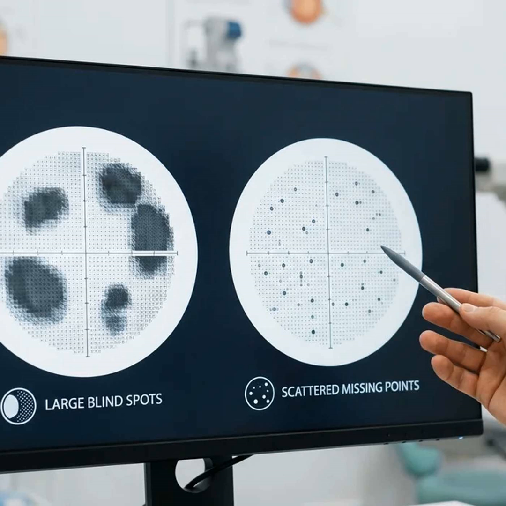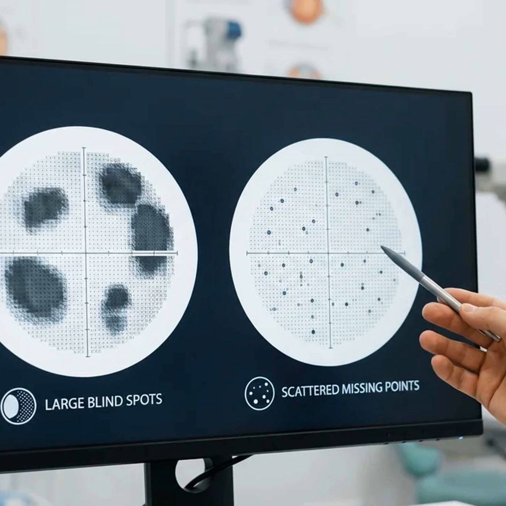It's worth noting that true diffuse loss is relatively uncommon in early glaucoma. Often what looks like diffuse loss is due to cataract or poor test conditions. When doctors see many small scattered points of loss but no clear shape, they consider whether other factors, like media opacity or test reliability, might be contributing.